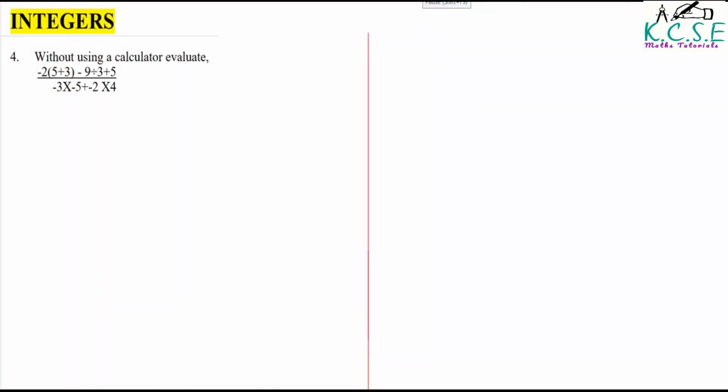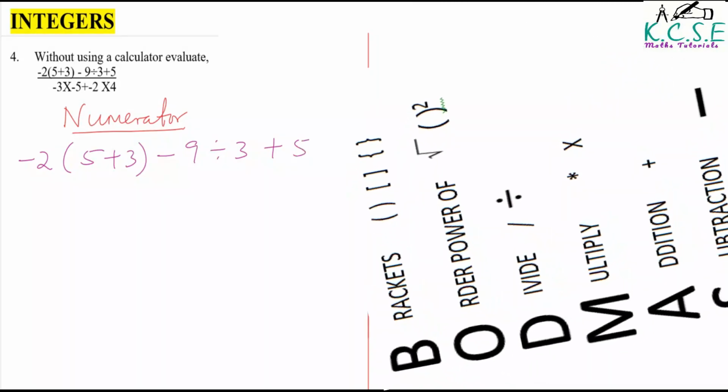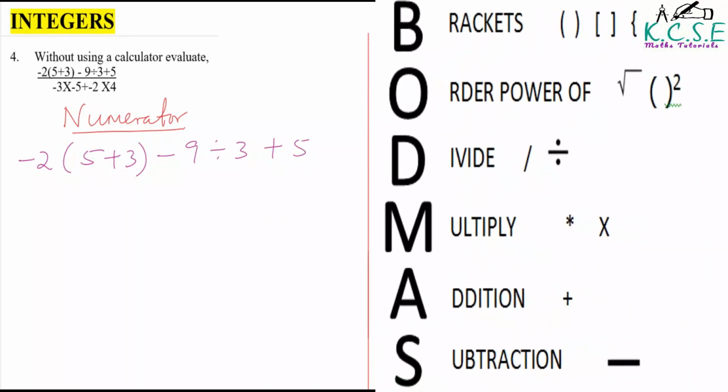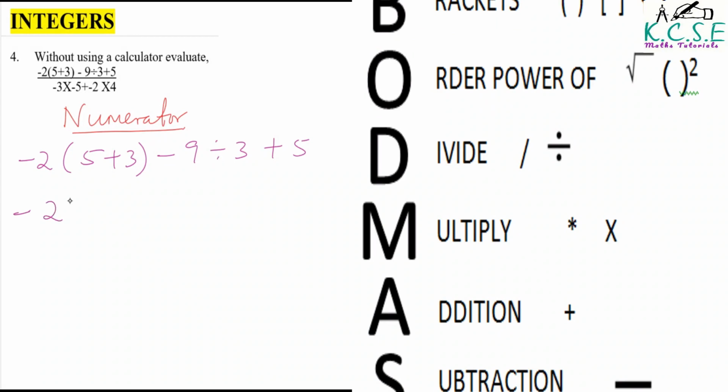Question number 4. Without using a calculator, evaluate. So as usual, you're going to begin with the numerator. Let's work out the numerator first, which is negative 2 brackets 5 plus 3 minus 9 divided by 3 plus 5. Now we must follow the rule of BODMAS very strictly, and that rule says that we should start with the brackets. So work out brackets first.